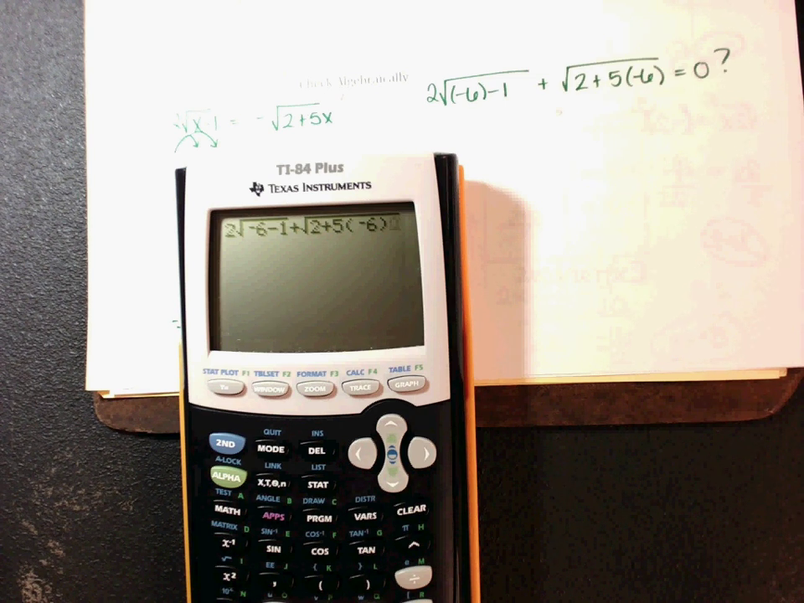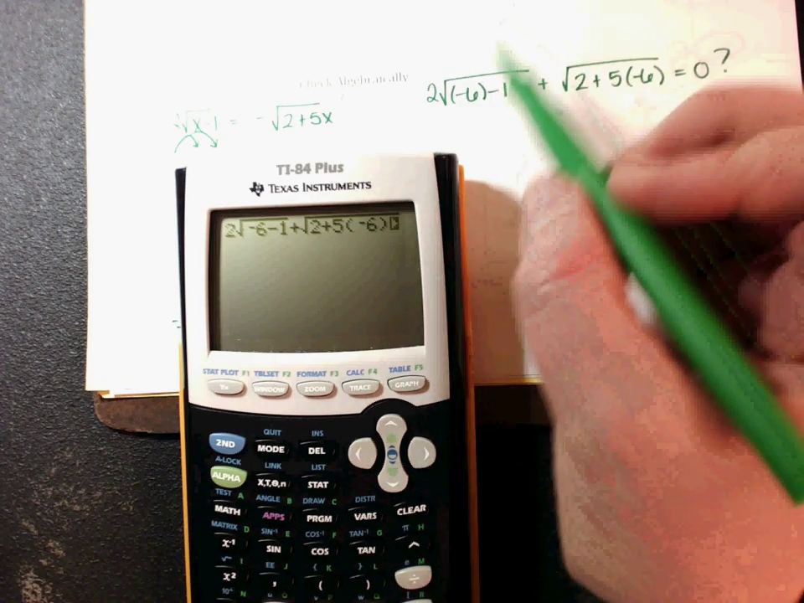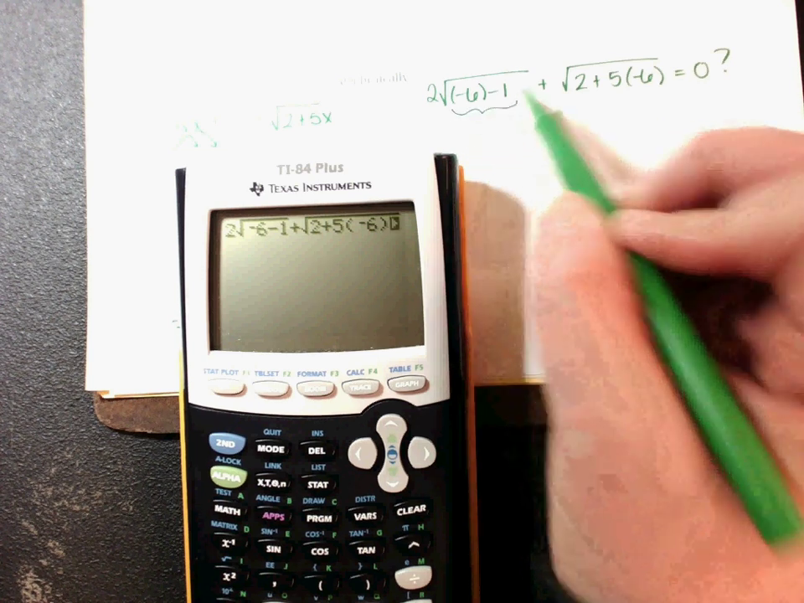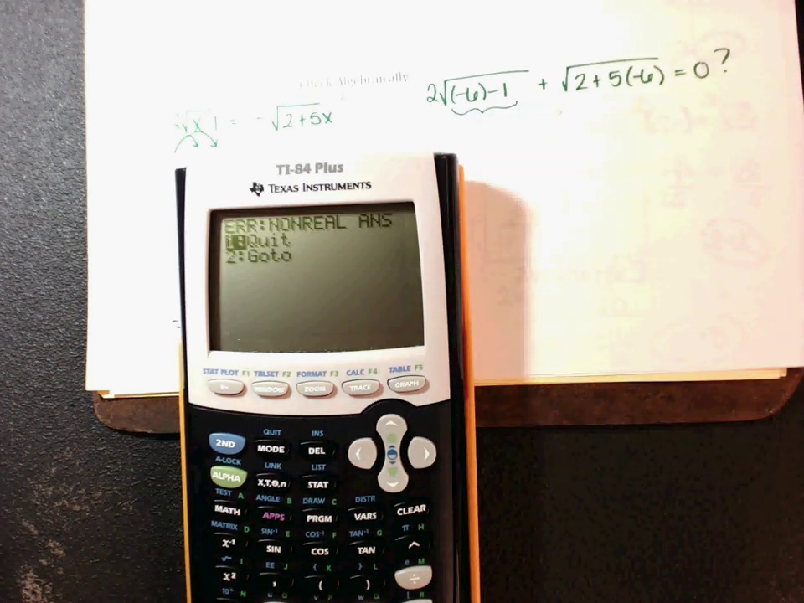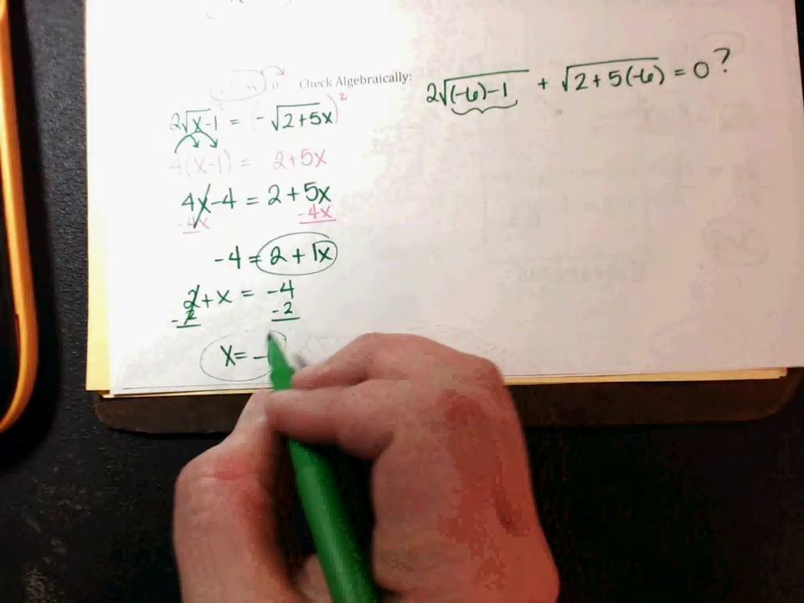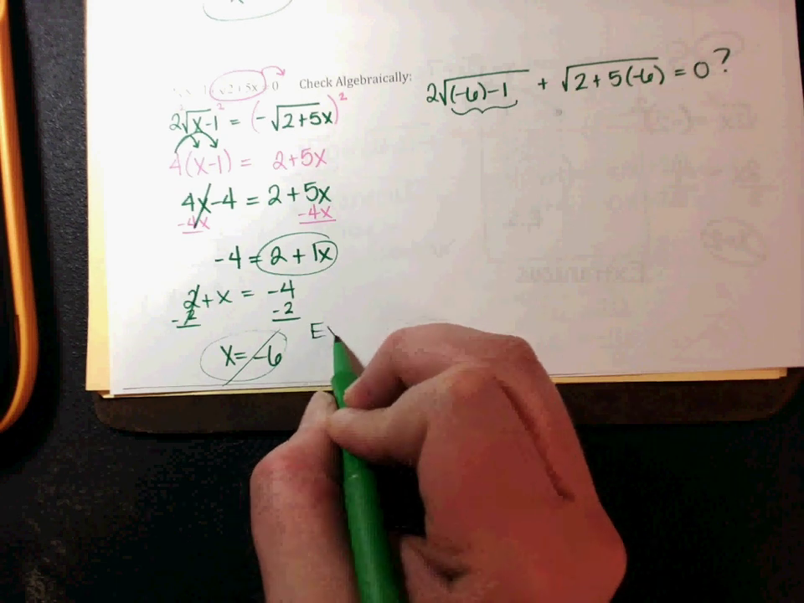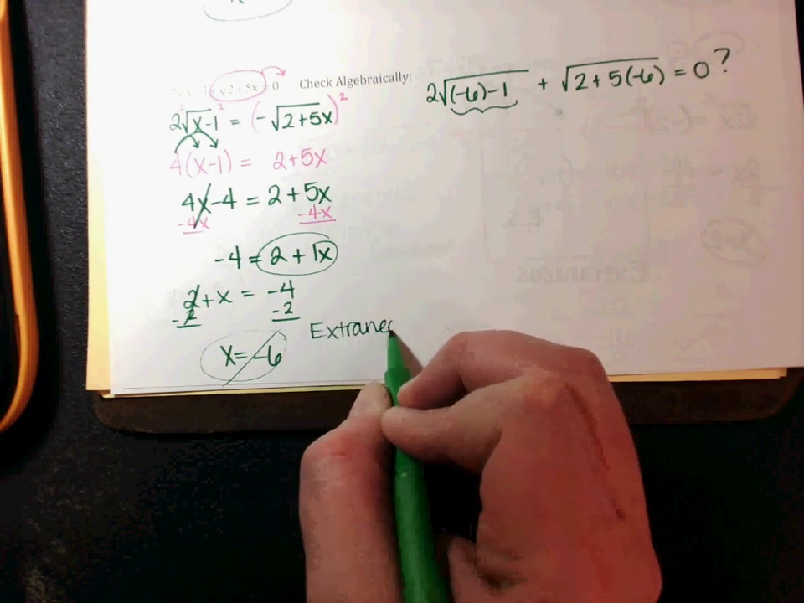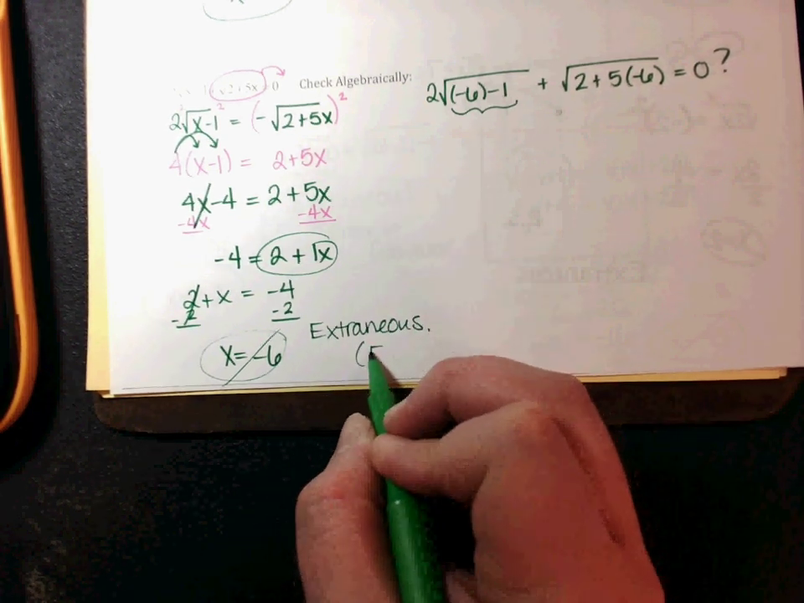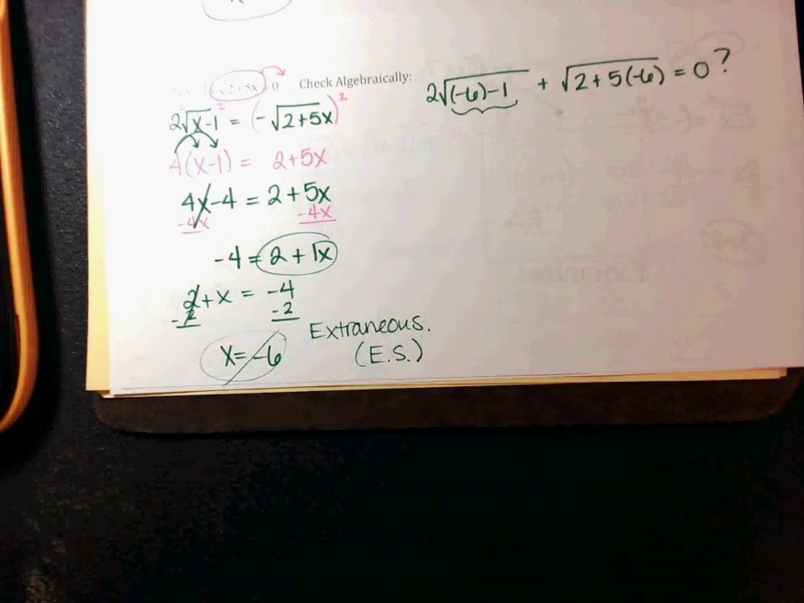Okay, when you type it in, is it extraneous or not? It is extraneous. What's negative 6 minus 1 more? Or actually it'd be negative 7, but either way it's negative, right? And can you square root a negative? No. So you would come back, cross it out, put extraneous. Or if you want to put ES, that's fine. Remember, ES stands for extraneous solution.